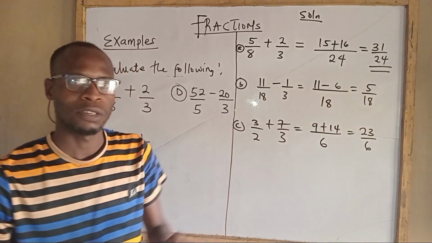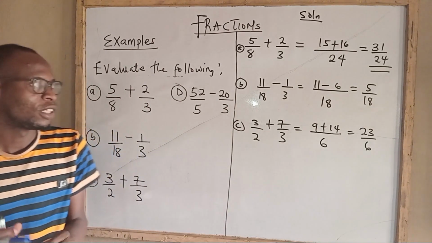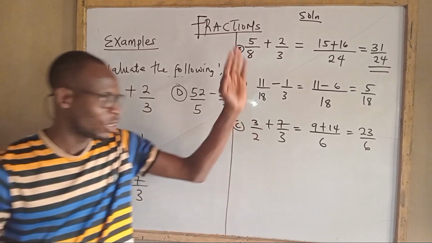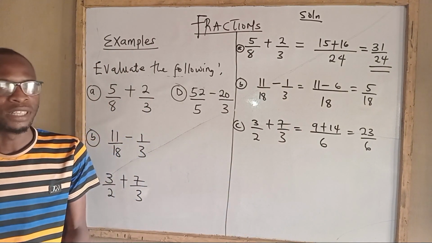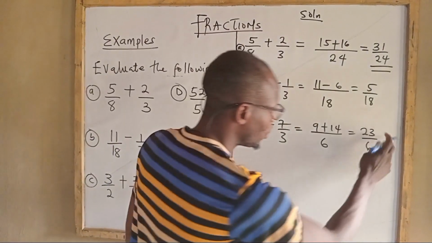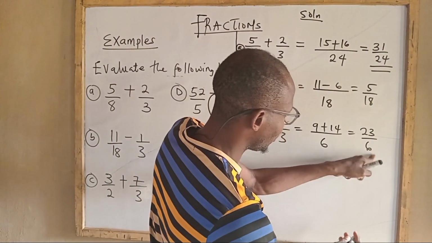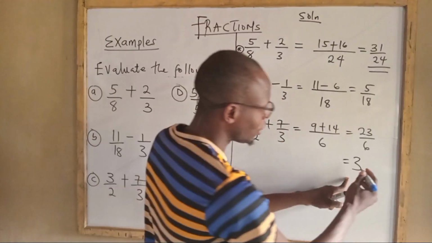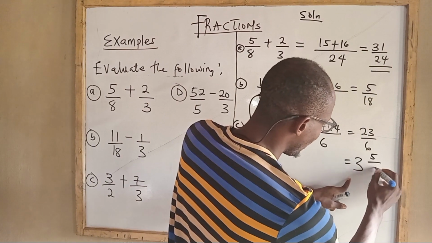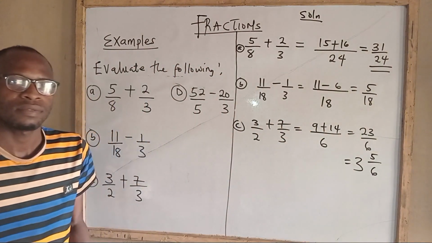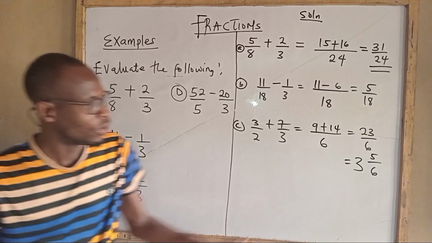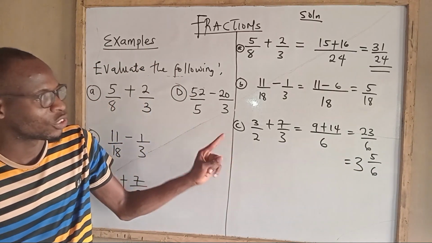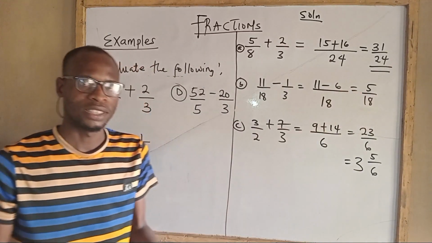resulting back in an improper fraction. So what I'm trying to explain is that when you add improper fractions together, the result is an improper fraction or a mixed number. What I mean by a mixed number is that this one can also be written like this. When you say 23 divided by 6, that's 3 remainder 5/6. Do you understand that? So you can see we have a mixed fraction. So when you add improper fractions together, the result is an improper fraction or a mixed number.